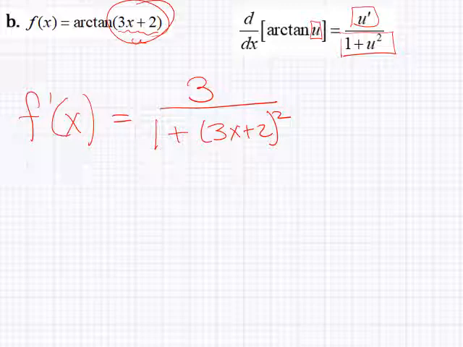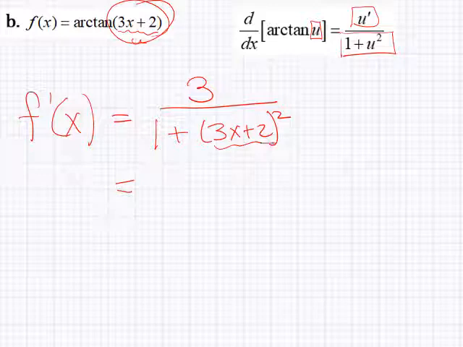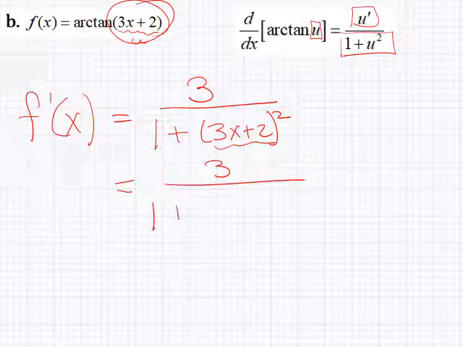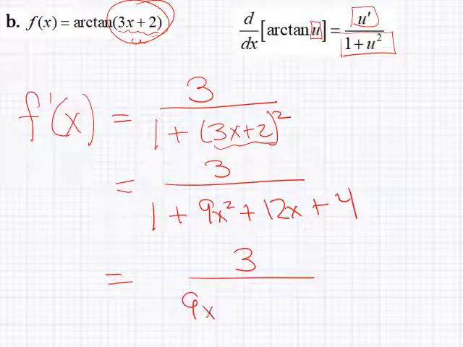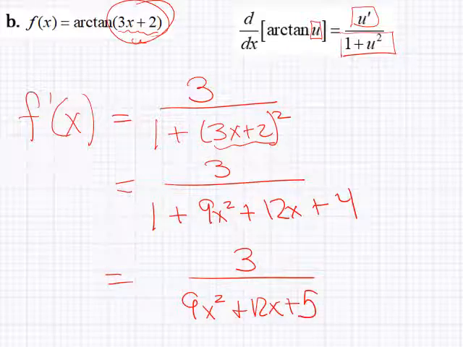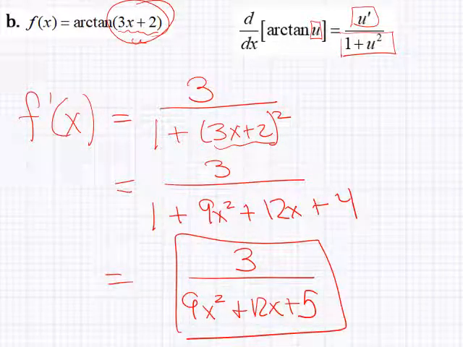Now, that's not the way we're going to write the final answer, because there's always simplifying we need to do, and that's what's going to take more time than anything. In this case, we'd have to square this. When you square a binomial, make sure you can do that. It would be 9x squared plus 12x plus 4, in which case we would get 3 over 9x squared plus 12x plus 5. So there is our derivative.